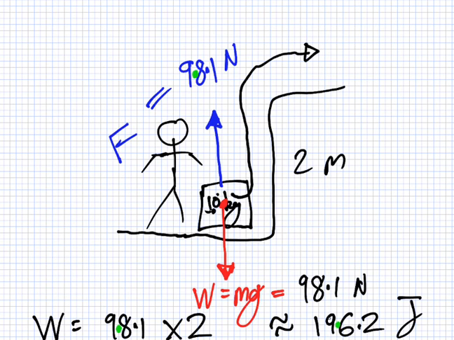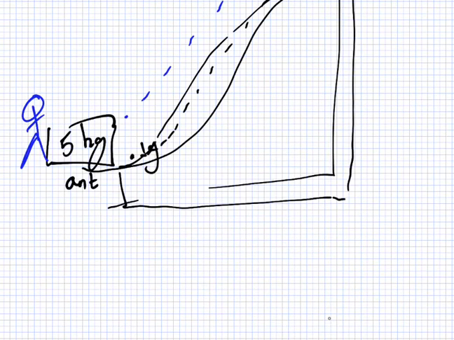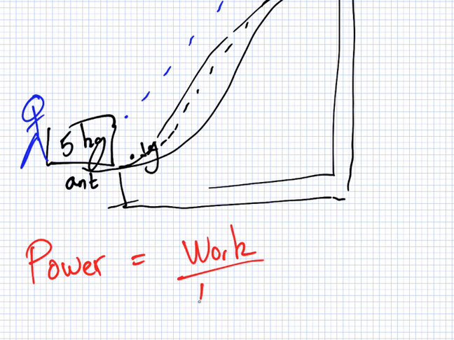But there is something that is different between the ant and the man. And that's our next idea, which is called power. And power is how much work is done divided by the time. So the man has more power because he can do the work quicker than the ant. Okay, so let's say it takes the man 10 seconds to do this, and let's say it takes the ant much more than 100 seconds. Let's say 10,000 seconds, 100,000 seconds maybe.